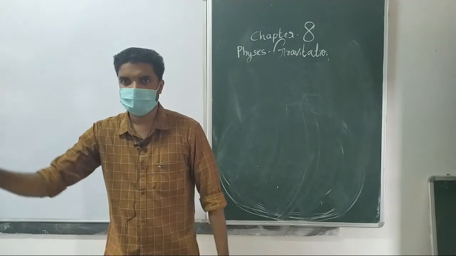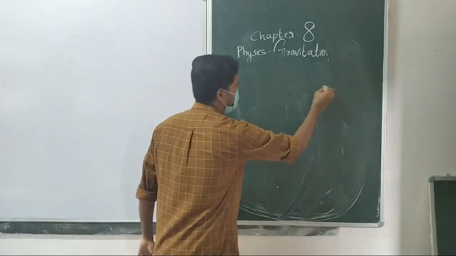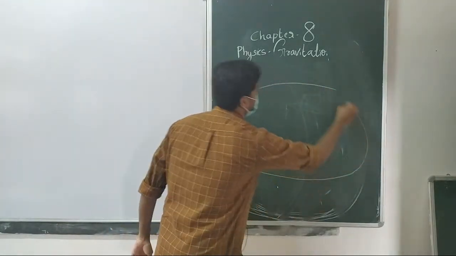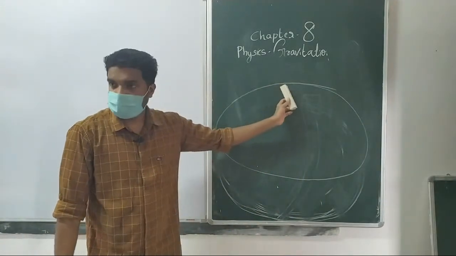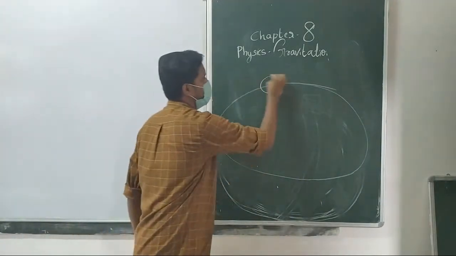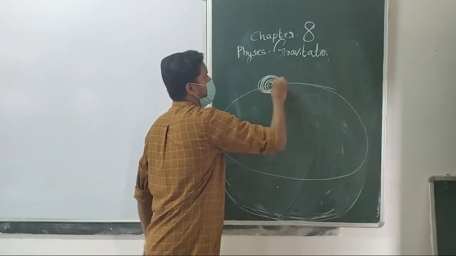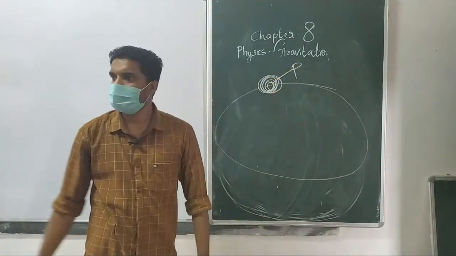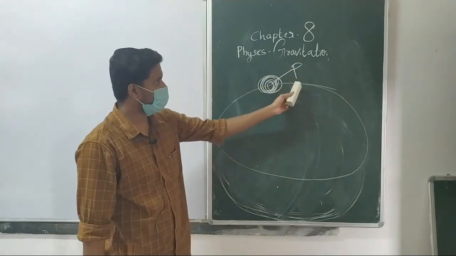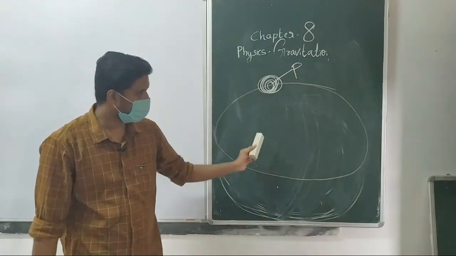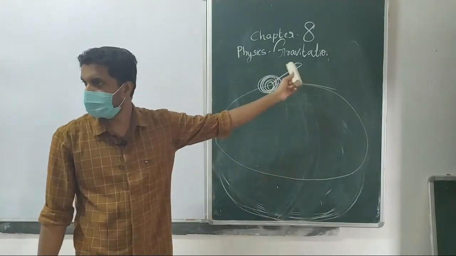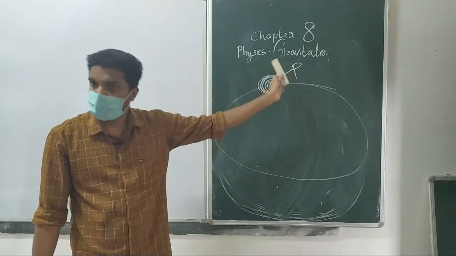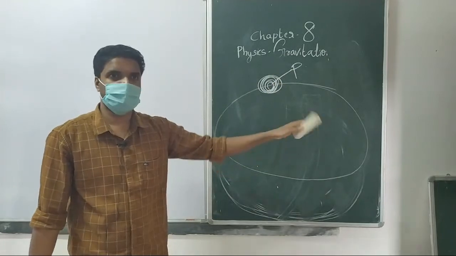Ellipse, you know, ellipse shape is like this. Every planet, suppose I give the name P, revolves around the sun. So the sun is somewhere here, in an elliptical orbit with the sun at one of its foci.